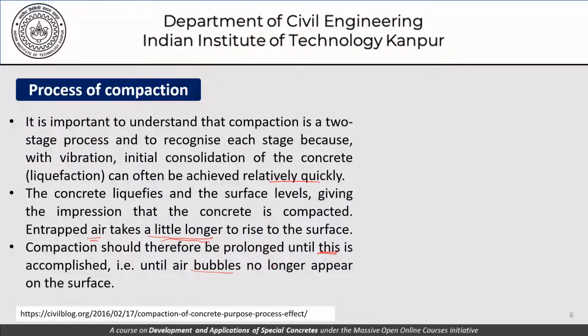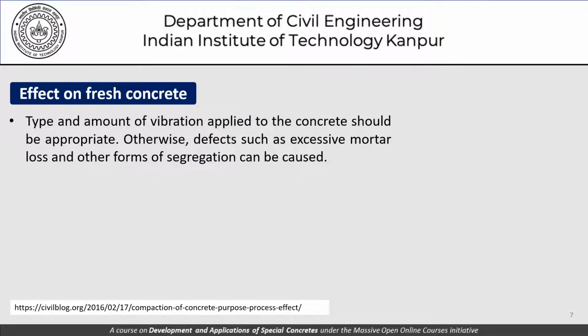So this becomes my criteria for determining the time at which the compaction shall be stopped. The type and amount of vibration applied to the concrete should be appropriate. So we are leaving it at a very qualitative word, appropriate. Otherwise, defects such as excessive mortar loss and other forms of segregation can be seen. Over vibration, as we shall see, is again as detrimental to the concrete as under vibration.